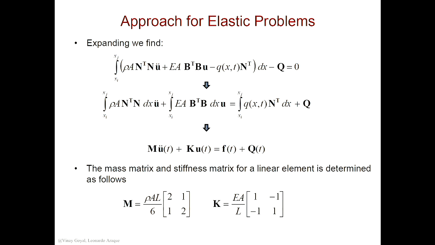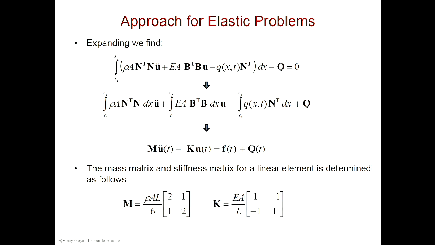Okay? Now everybody here knows, I mean, you haven't memorized it at this time, but you know for a linear element what this matrix looks like, don't you? EA over L, 1 minus 1, minus 1, 1. Everybody knows that from memory now. If you actually calculate it for a linear element, what you get is rho AL over 6, 2, 1, 1, 2. That's what you get for the mass matrix.